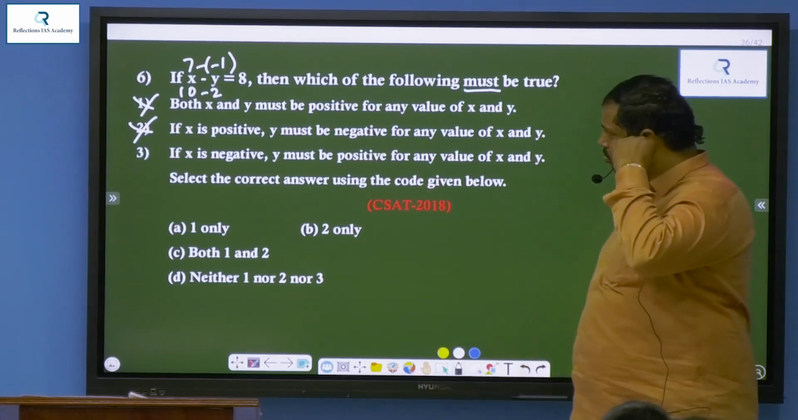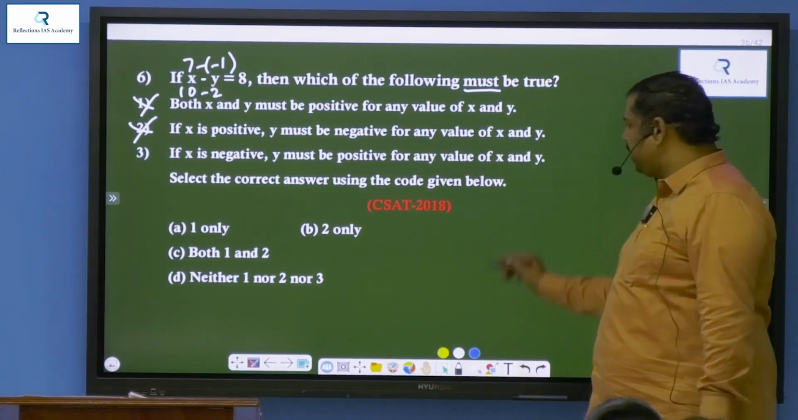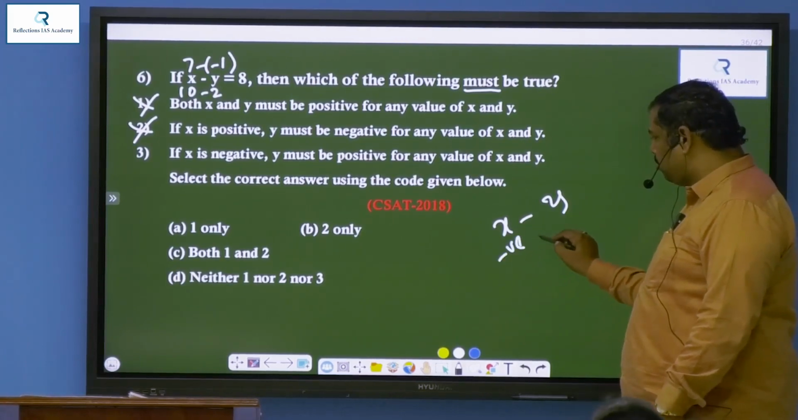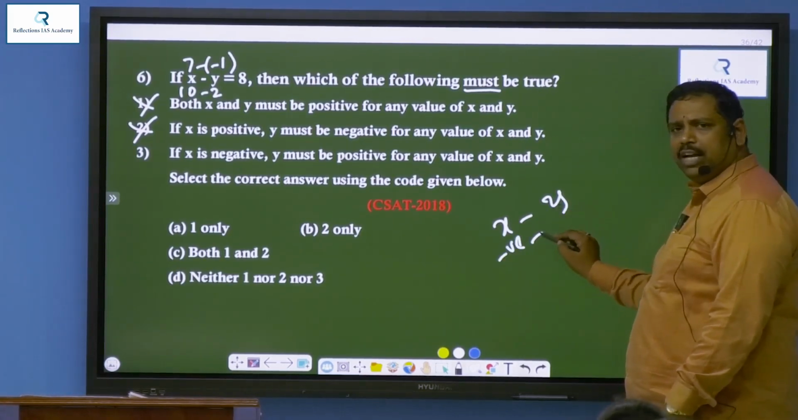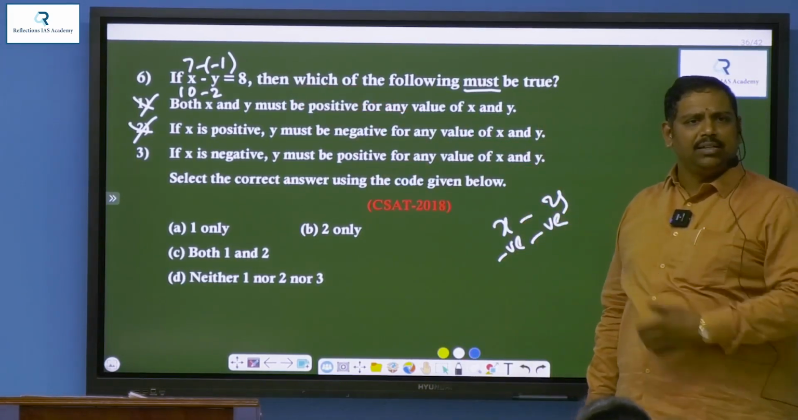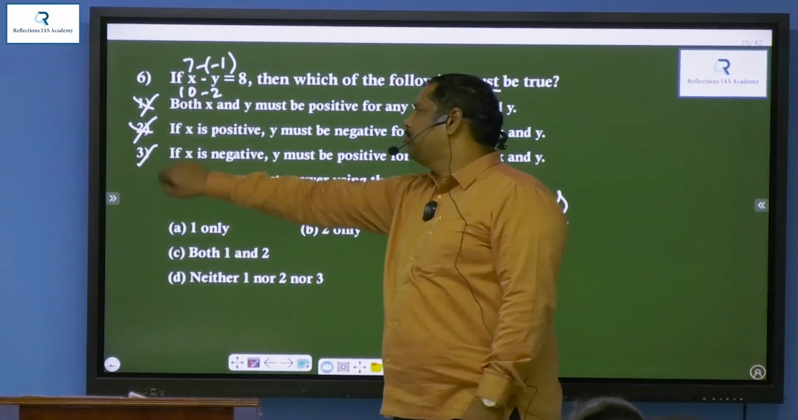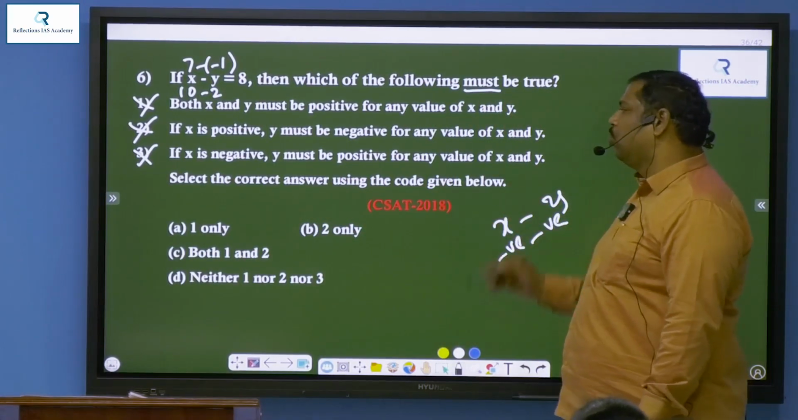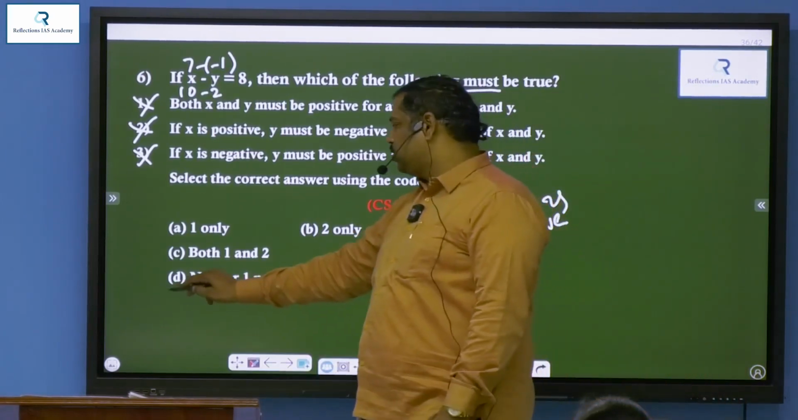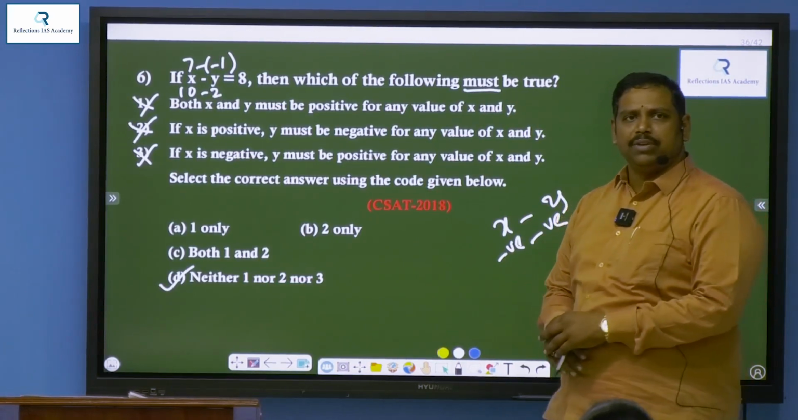If X is negative, Y must be positive for any value of X and Y. This is absolutely the wrong one. Why? Because X minus Y. Okay. X if you take negative, minus Y, this is positive, right? Positive into negative means negative. Negative means how can you get positive value here? That is meaningful or meaningless? I am asking you only. Meaningless. Right or wrong? So third one is correct or wrong? Okay, select the correct answer using the code given below. Which must be true? He is asking. Which is correct? Neither. So answer is neither 1 nor 2 nor 3. Am I clear? Can I go to the next one?